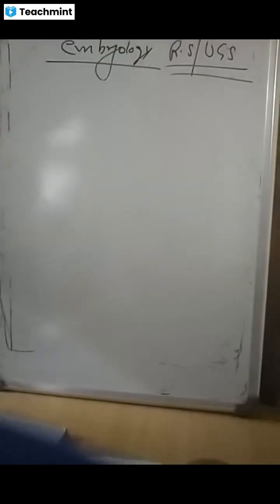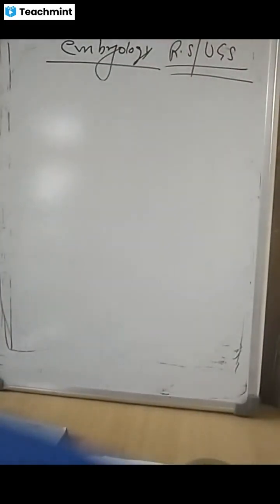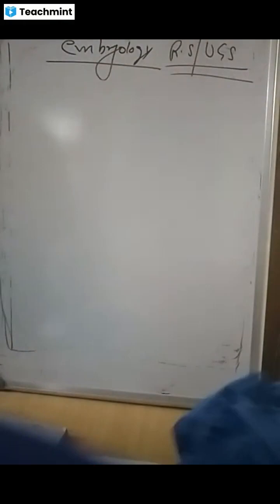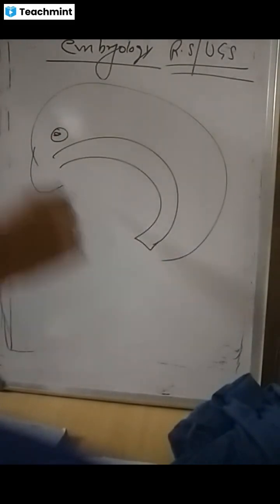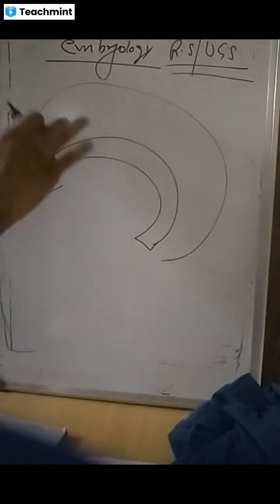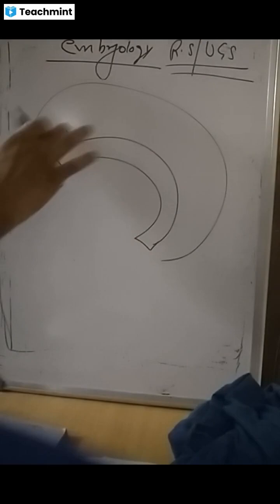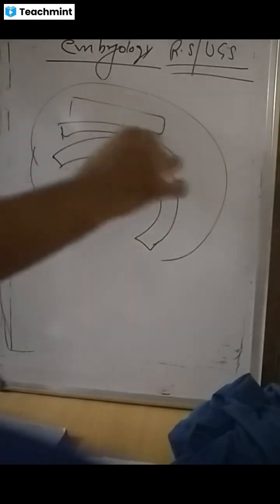Embryology, reproductive or urogenital. This is the stage of the tube-like structure, and above this one more tube.